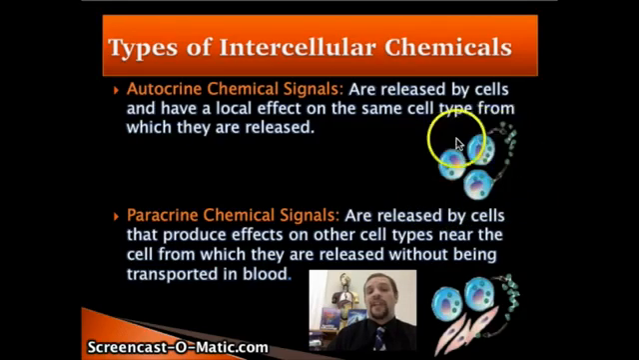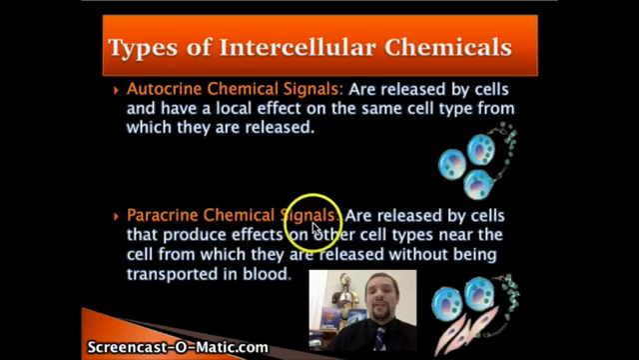So for example, if we take a look over here, let's say these represent white blood cells. If this one white blood cell releases some sort of autocrine chemical signal, it will be released, and then it will have a direct effect on another white blood cell in that localized area. Okay, so again, that would be an example of an autocrine chemical signal, where we're directing the same type of cell in that localized area.